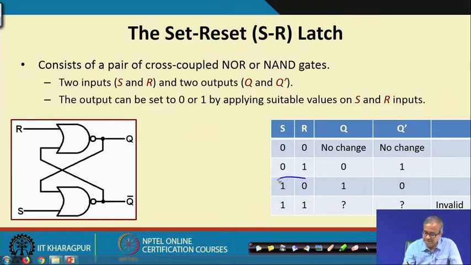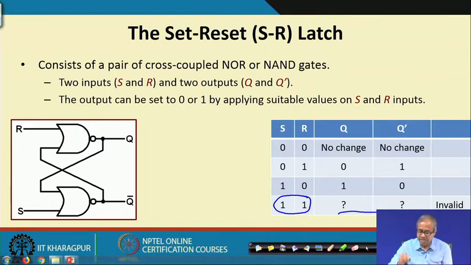Similarly, if I apply the reverse, S equal to 1 and R equal to 0, then this 1 is the input of this NOR gate, which will become 0, and 0 0 will become 1. So, the output is 1. Whenever I want to make the output 1, I have to apply 1 0. Now, the last row I shall be explaining a little later. It says that if I apply 1 1, this will be an invalid combination.